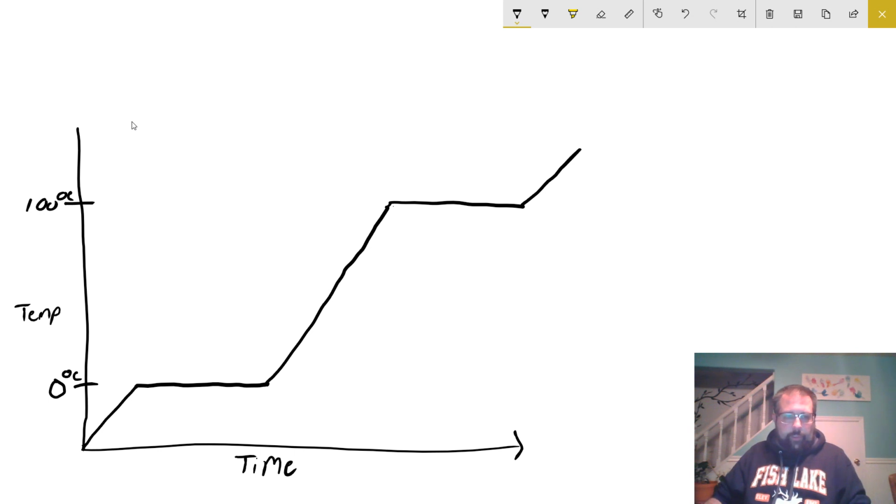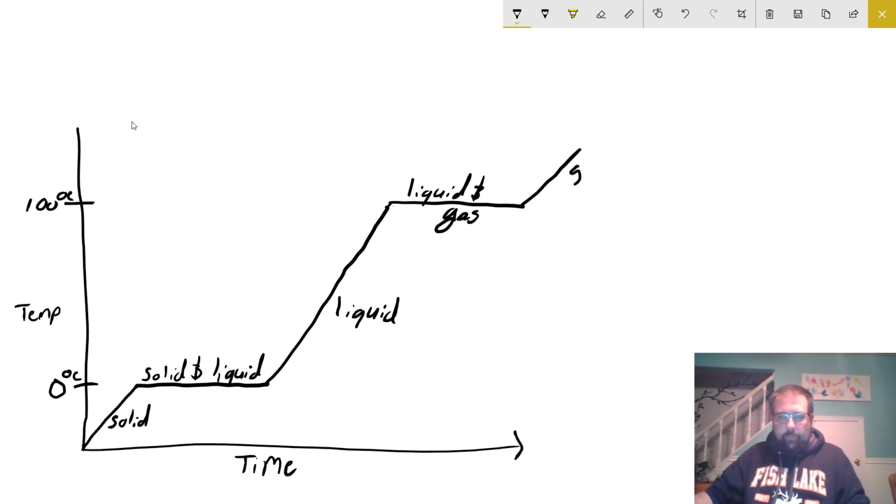So let's go ahead and label these different areas of the graph. So right here, solid. This one, the sloped line, is solid and liquid. This one right here is just liquid. This one is liquid and gas. And this one would just be gas.